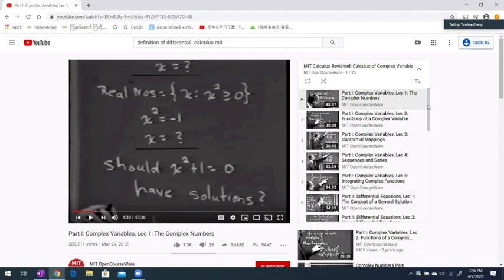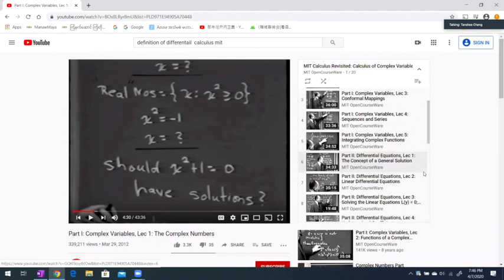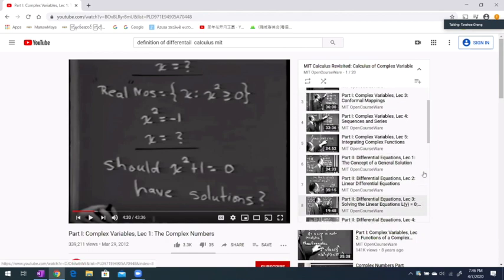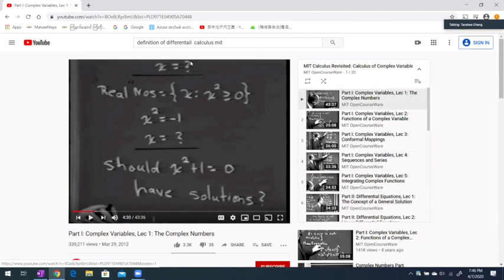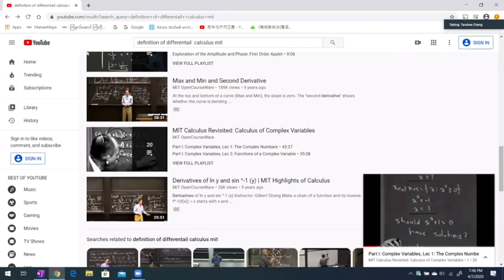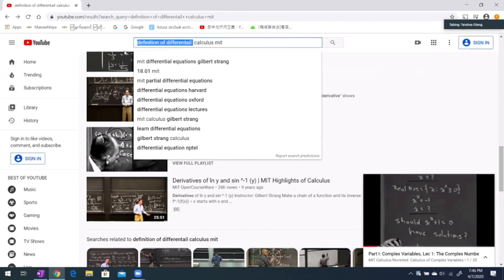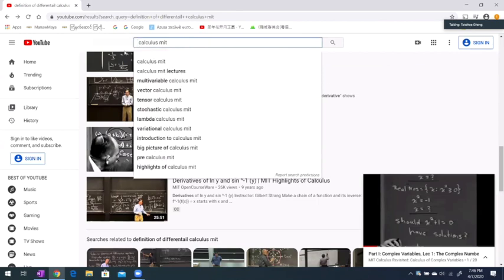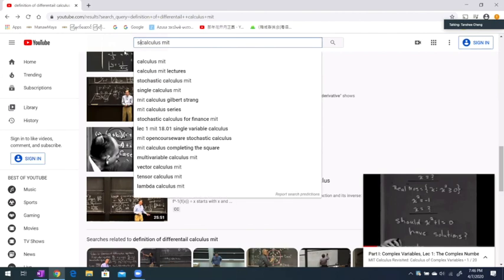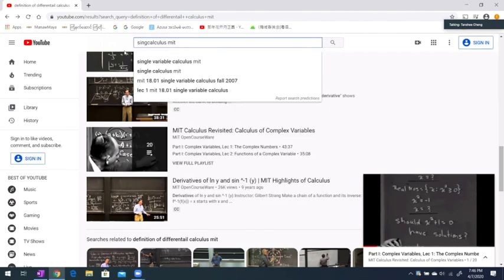Part 2 complex variable lecture 2, functions of complex variable. No, this is not. Maybe this is a complex analysis. Oh, this is in differential equations, but what I want is not differential equations. I want like calculus 1. Let me do that. Calculus single variable. Calculus MIT.